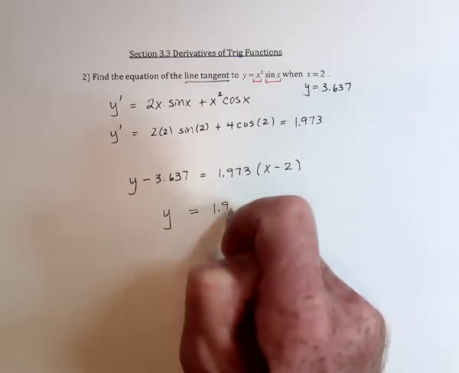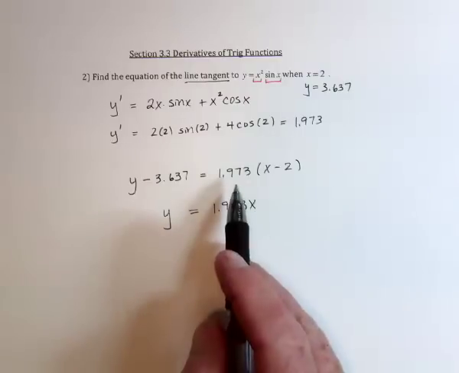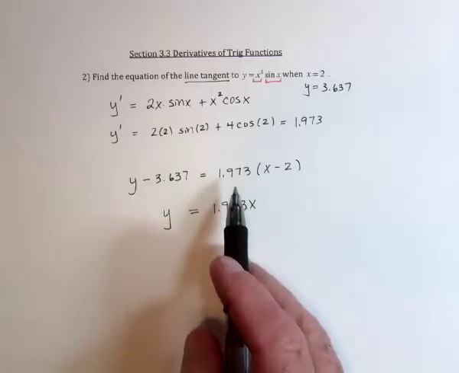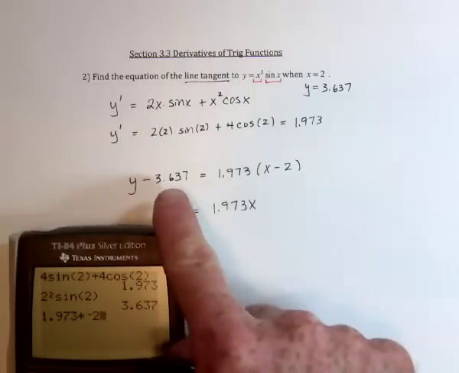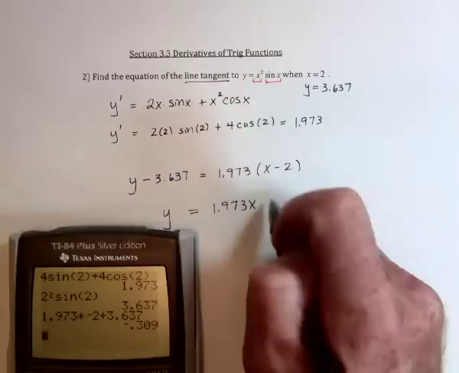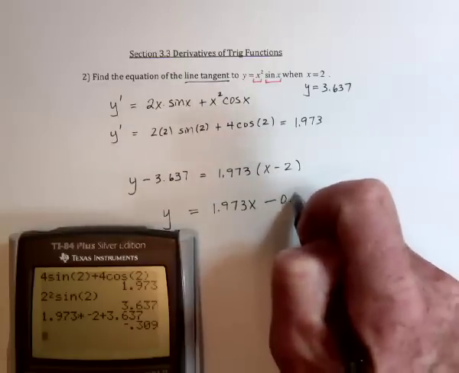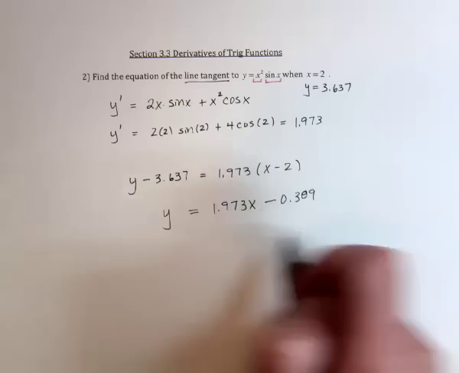Well, 1.973 times x. So distribute this. And then for the last part, we would have 1.973 multiplied with a negative 2. And then this, we would need to add to both sides. So add 3.637. All right.